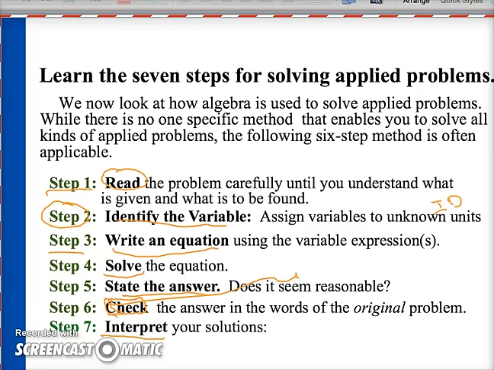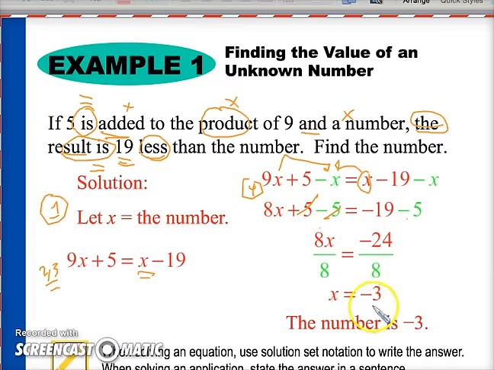So I'm going to go in and say, okay, I solved it. I step my answer. Does it make sense? And then check it. So I'm going to say, well, let's see. Does this make sense? So I'm going to plug it in. I'm going to put a negative 3 here. I'm going to put a negative 3 here. 9 times negative 3 is negative 27 plus 5. Well, that's negative 22. Negative 3 minus 19 is negative 22. Indeed, they equal each other, so check. Negative 3 is the solution.